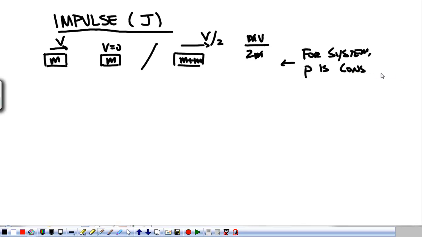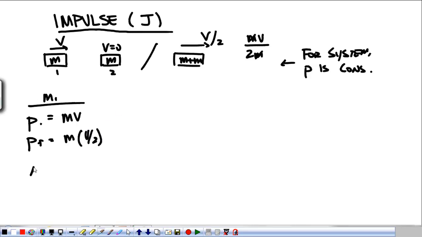Now we see in this thing that for the system, momentum is conserved, which is great. We need that to happen. Conservation of momentum is an important thing. But if we look at each individual mass, call that 1 and 2, if we look at mass 1, its initial momentum is mv, its final momentum is m, because that's just the mass that we're talking about, times v over 2. In fact, if we look at the change in momentum, it's going to be negative mv over 2. We have lost some of that momentum.